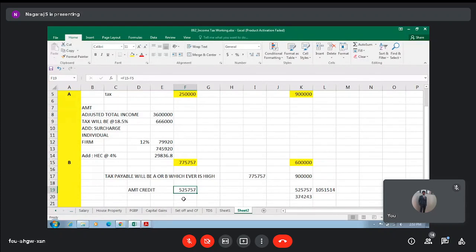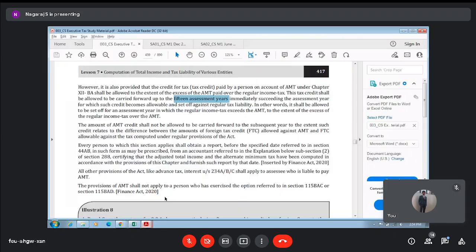That means in this year you are paying minimum AMT. Next year, if you pay normal tax, you can set off. Again, if you are paying AMT in the next year also, add to this. That next year's 15 years. This year, 15 years. After 10 years, if you get the credit, then that credit will be carried forward for 15 years, like that. Understood? In that way.